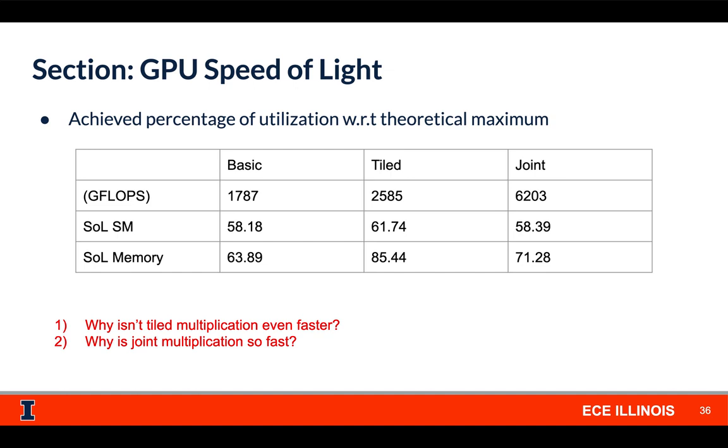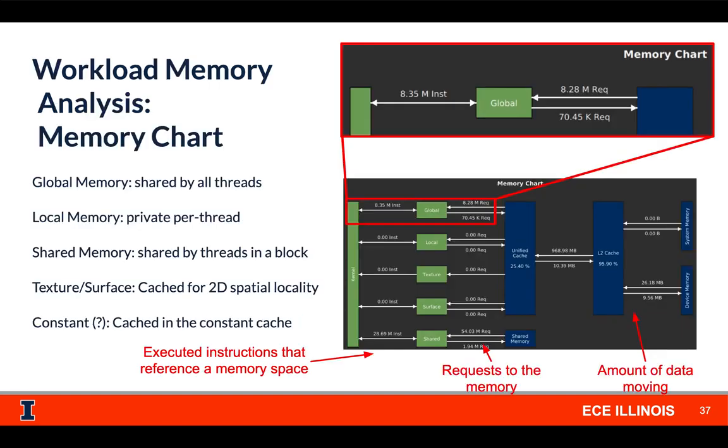So we might want to ask ourselves, I was told that tiled matrix multiplication would be much faster than the basic matrix multiplication, and it seems like it's only 1.5 times faster. Why is that true? And why is this joint matrix multiplication so much better? We can try to understand why as we move on through the different Compute profile sections. The first one I want to draw your attention to is the workload memory analysis, and the first thing on there is this memory chart. This is basically a graphic representation of how the kernel accesses different parts of the CUDA memory model.